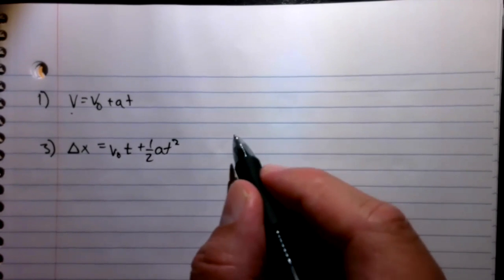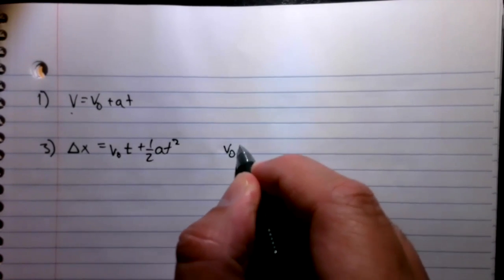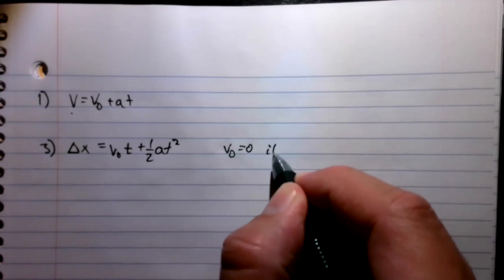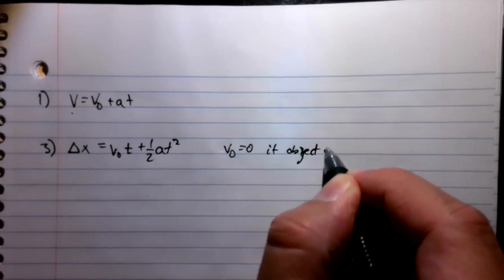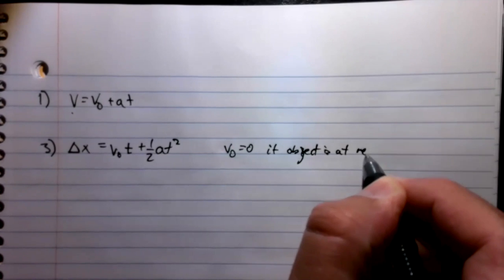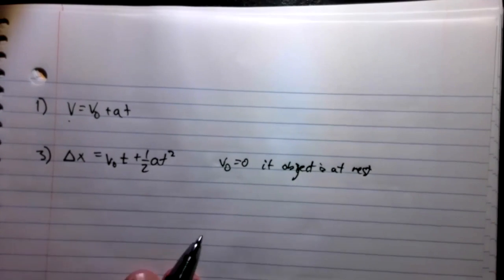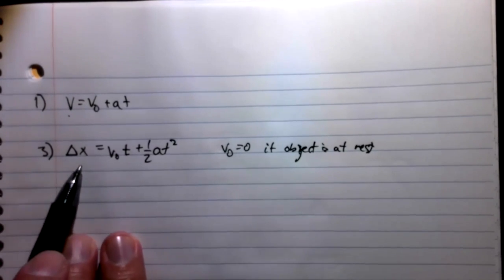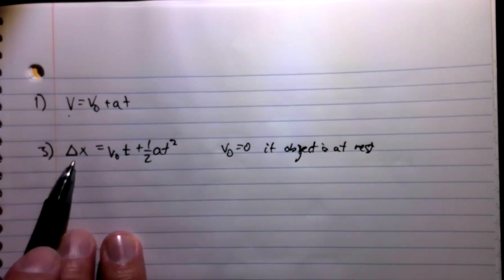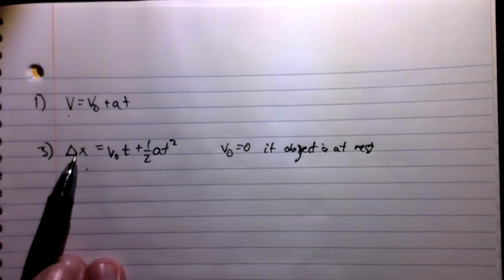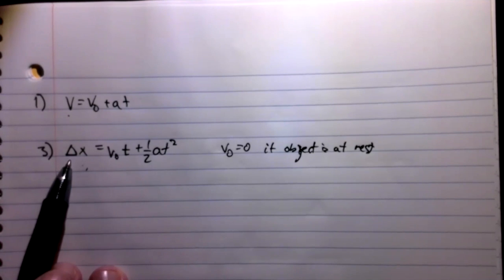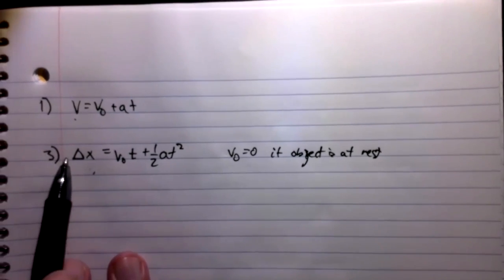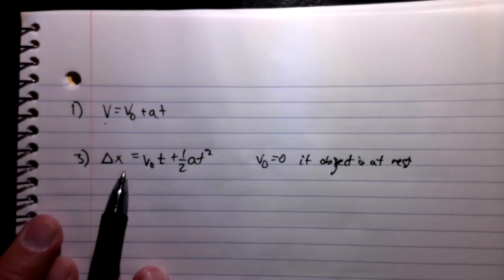That means if the object is at rest, v0 equals 0. So sometimes it's better to use this equation. For example, if you know the distance, right? And this works in x and y. So if you have acceleration, you can use this. You can also use it for projectiles. So this is often a very handy expression.